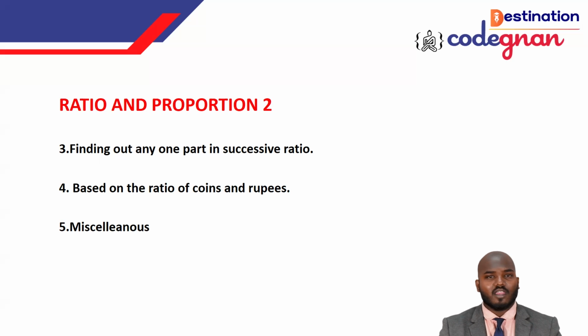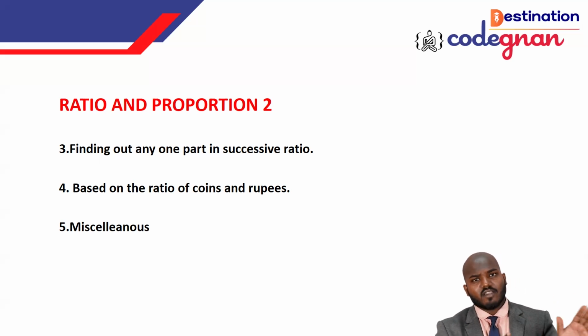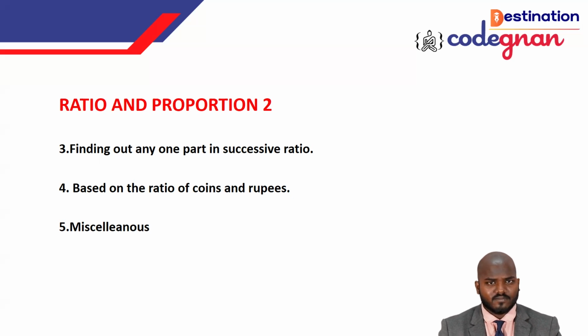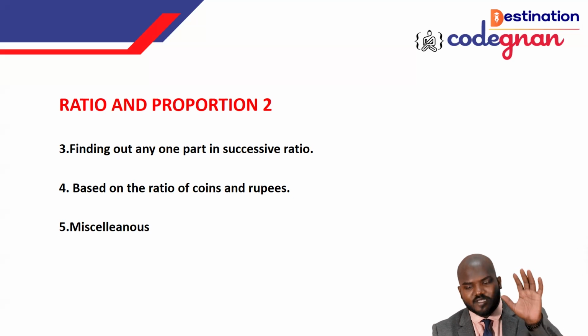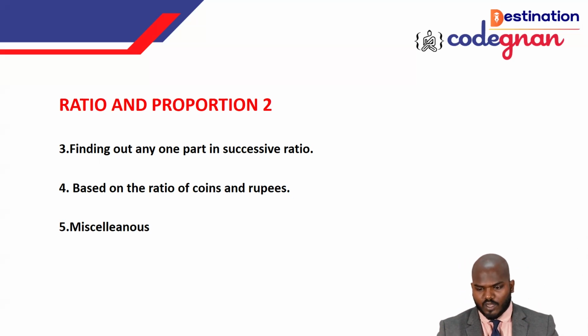Okay, let's move to today's topic, a continuation of the previous class. In Day 13, we learned the basics of ratio and proportion and some methods in three stages. Today we are going to see some advanced types of questions in three more steps: first, finding any one part in a successive ratio; fourth, based on the ratio of coins and rupees, which is a very important one; and fifth, miscellaneous, the mixed ones.